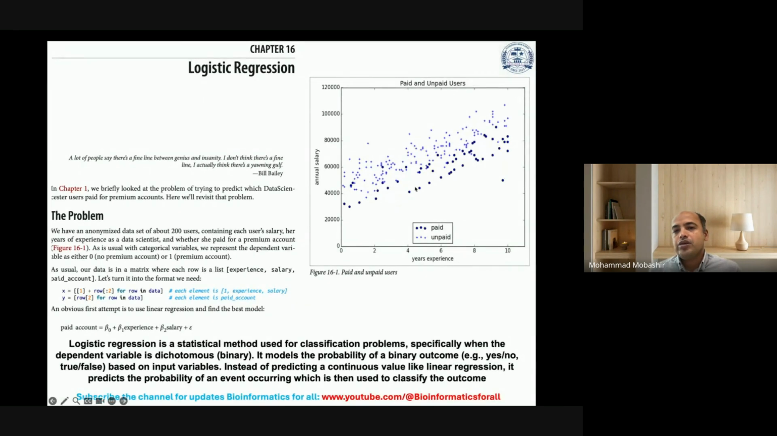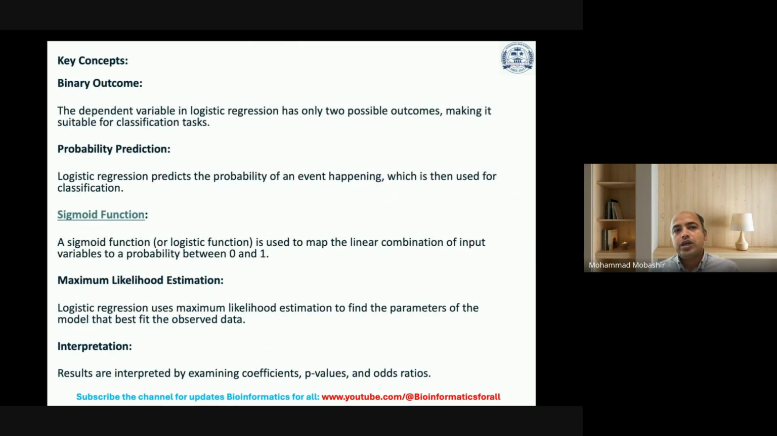For example, here you can see two groups are available. One is the paid group, another is the unpaid group. Such kind of classification can be easily done by using logistic regression. The key concepts of logistic regression include the binary outcome, that is 0, 1, or sometimes also -1. Then probability prediction: logistic regression predicts the probability of an event happening, which is then used for classification.